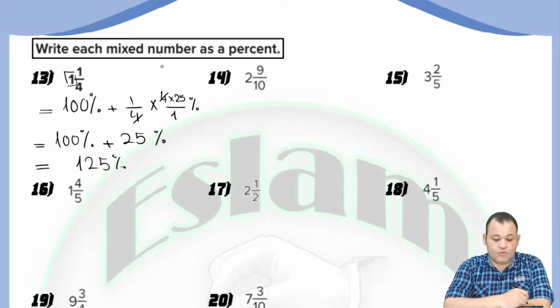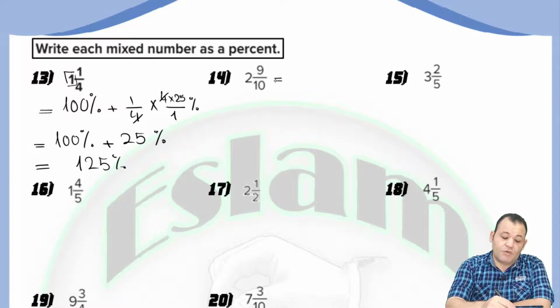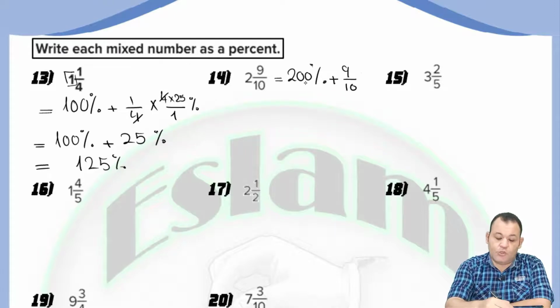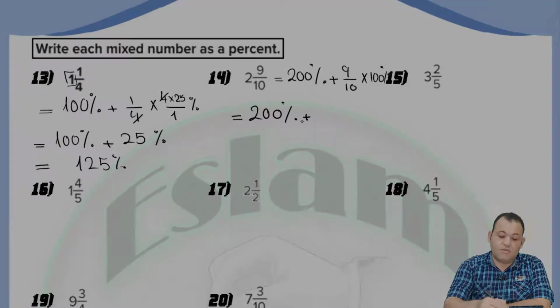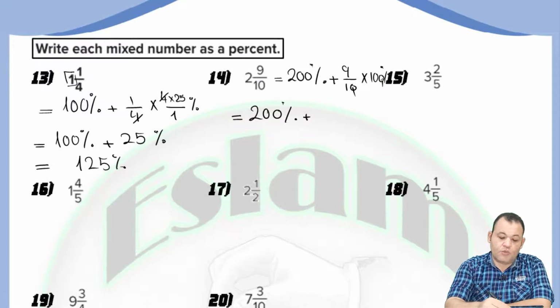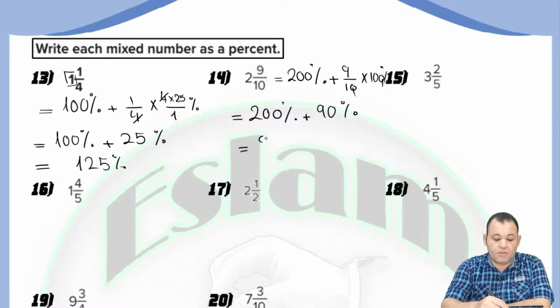Again for number 2. We said number 2 now will be equals. Because we have a whole number equals 2, so it will be equal to 200%. Plus 9 over 10. If we need to convert 9 over 10, we just multiply it by 100%. So equals, that's 200 without any change. Plus, we can cancel 0 and 0, so it will be 9 times 10 equals 90%. So we have here 200 plus 90 equals 290%.